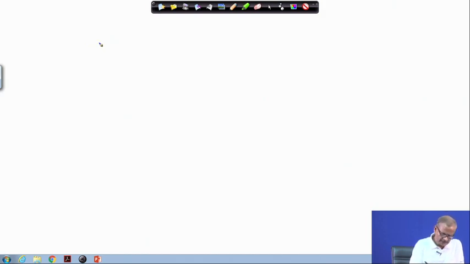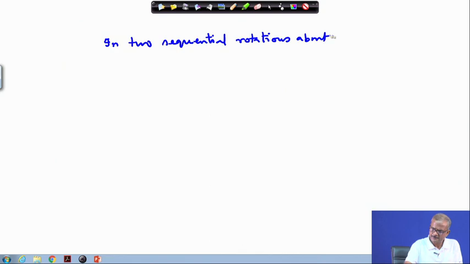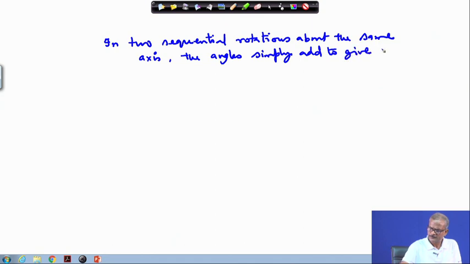So, this implies that in two sequential rotations about the same axis, the angles simply add to give the equivalent rotation. Okay.